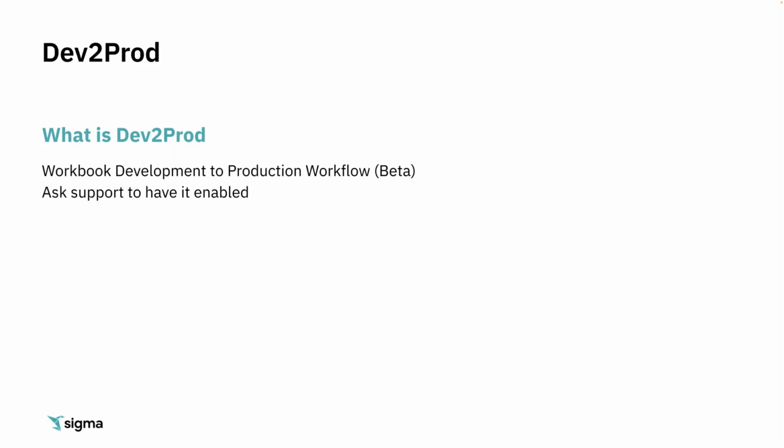Dev to prod, which is short for development to production, is not so much a feature as it is a workflow with several features involved with it. And this is currently listed as a beta feature. If you want to access this one, you'll need to send a message to our support team. They should be able to enable it for you quite quickly. It's just flipping a switch on our back end.